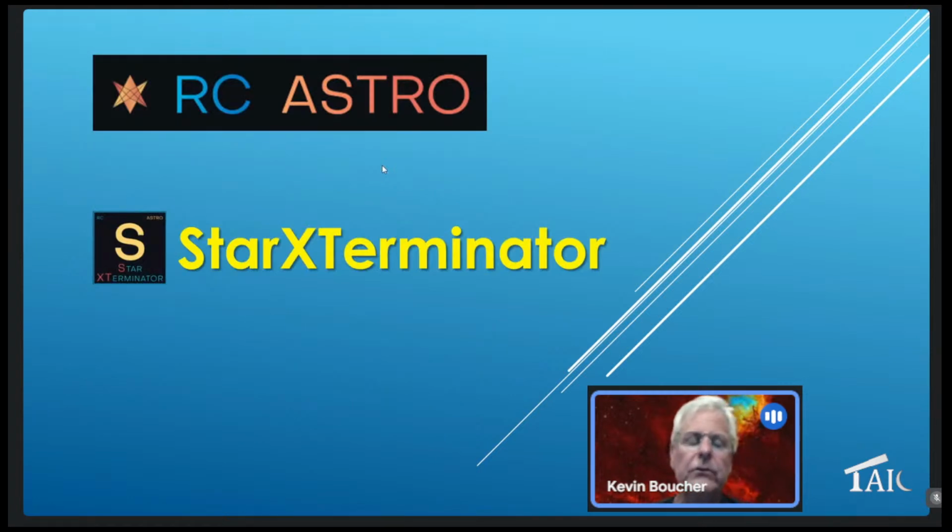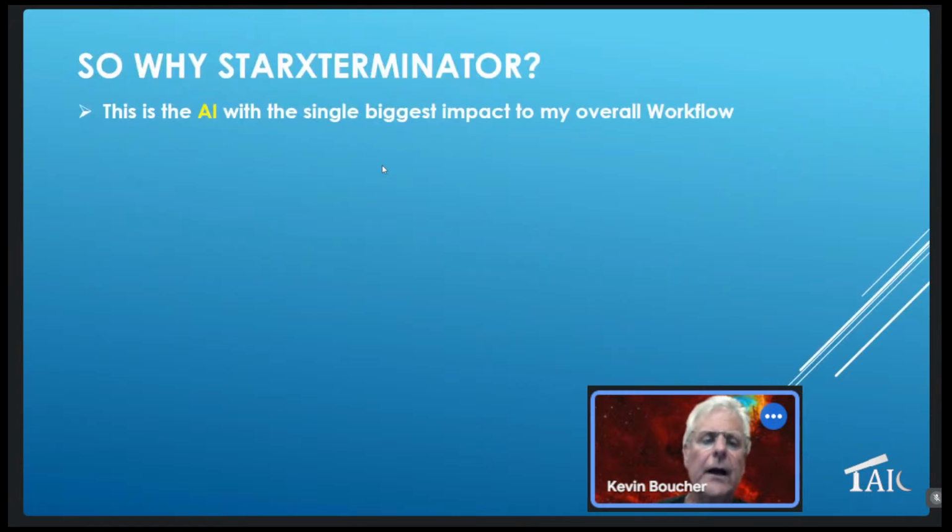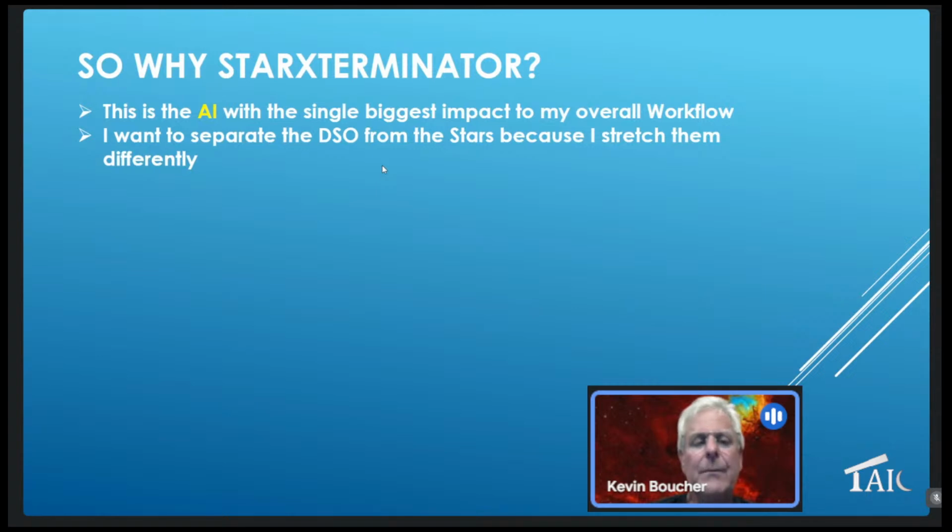So to get into more detail on some of these, we'll start with Star Exterminator. I find this is the AI with the single biggest impact to my overall workflow. What I mean by that is in terms of modifying my workflow, and you're going to see that when I get into the workflow itself. Primarily because I am separating the DSO from the stars, and I am processing them differently. I'm stretching them differently. I'm not sharpening the stars where I am the DSO, and so forth and so on. So it really did modify how I'm processing my image.